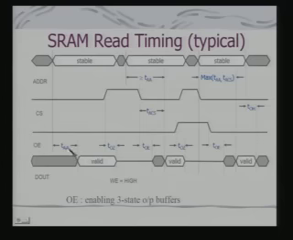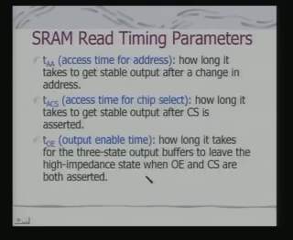We shall now look at specific definitions of these different parameters. So TAA is called access time for address. How long it takes to get stable output after a change in address. Next is access time for chip select. How long it takes to get stable output after CS is asserted. TOE, it is the output enable time. How long it takes for the 3-state output buffers to leave the high impedance state when OE and CS are both asserted.